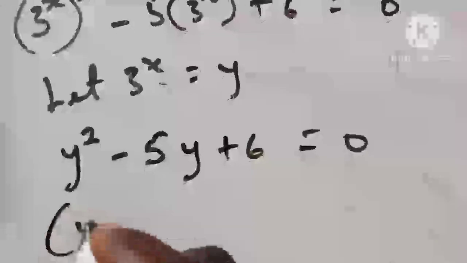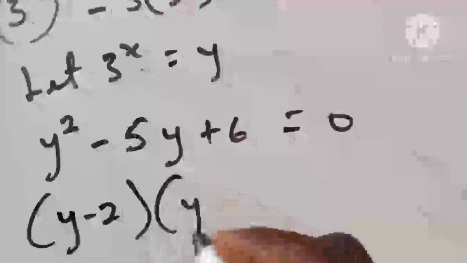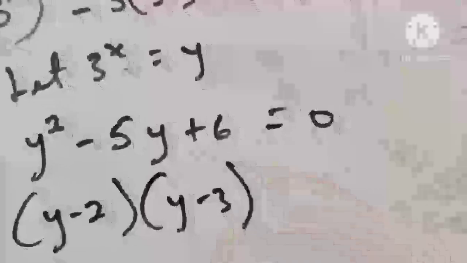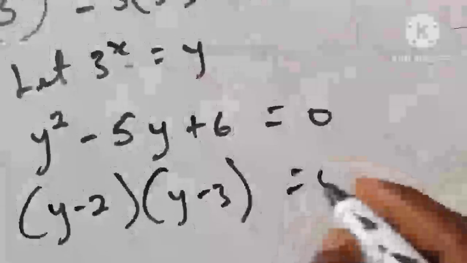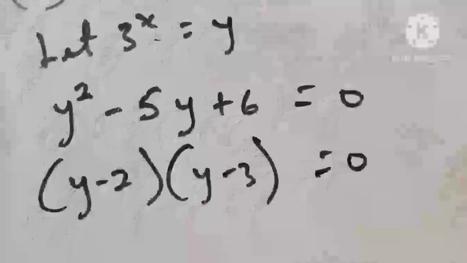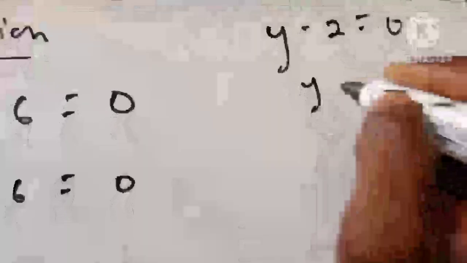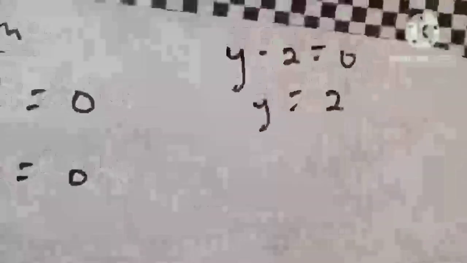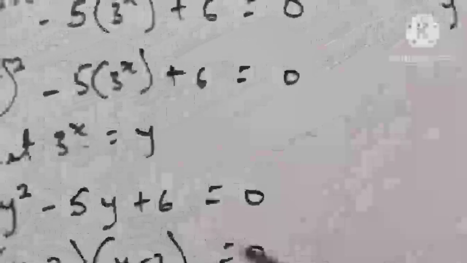After solving, you should have (y minus 2) and (y minus 3), everything equal to 0. These are the two factors that we have. Solving them one by one, we have y minus 2 equal to 0, so y is equal to 2. But remember that we let y be equal to 3^x. So let's take it back: we replace this y by our 3^x, which is equal to 2. Boom, this is where the question is coming from.